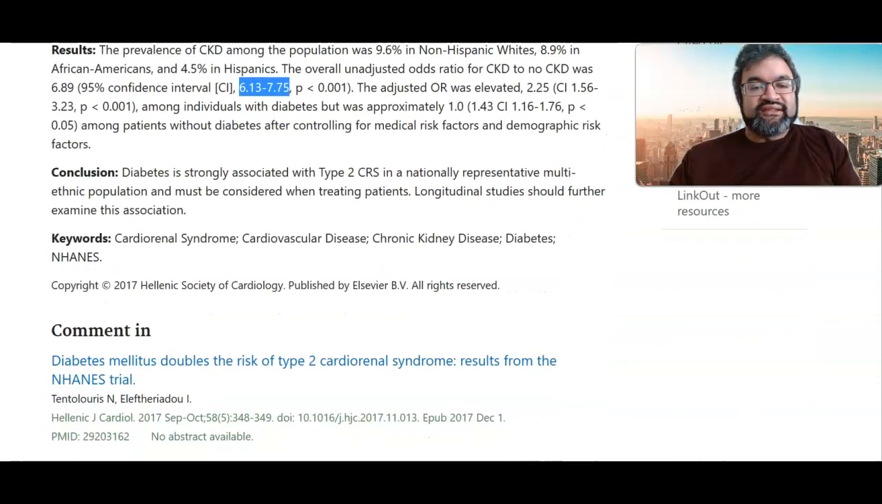So diabetes is strongly associated with type 2 cardiorenal syndrome. And type 2 cardiorenal syndrome is actually when it's a chronic disease, and when the heart, like say heart failure, starts to affect the kidneys, then the kidneys are starting to affect the heart. When this simultaneously happens in a chronic manner, then it's known as type 2 cardiorenal syndrome.